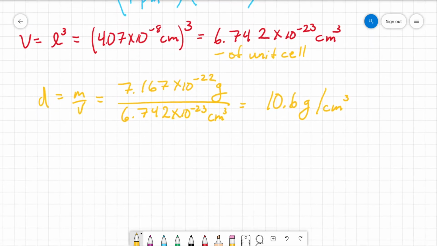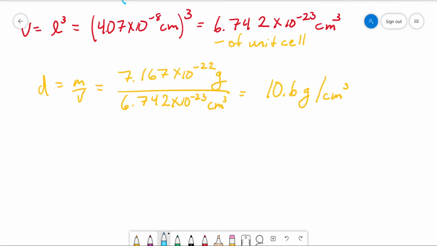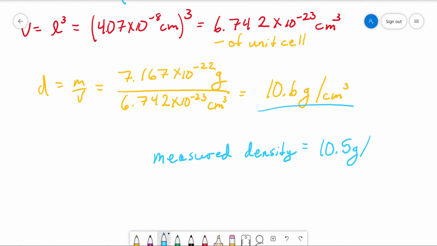Okay. Now that's not a measured density. That's a calculated density. The measured density, pretty close, is 10.5 grams per centimeter cubed. Now, like I said, pretty close, but why the difference?